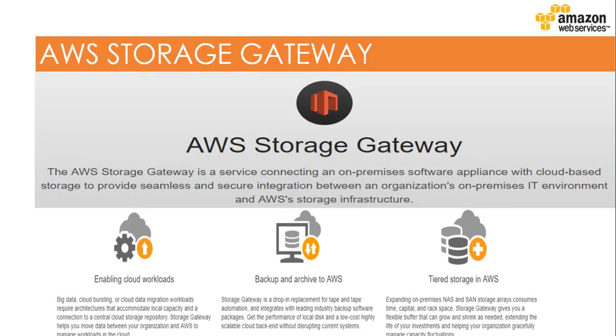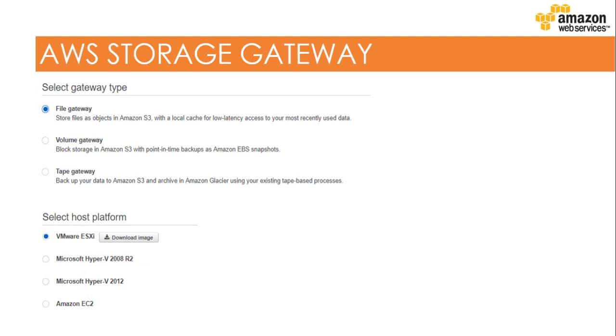Another service we have is Storage Gateway. The AWS Storage Gateway is the service connecting an on-premises software appliance with cloud-based storage to provide seamless and secure integration between an organization's on-premises IT environment and AWS storage infrastructure. There are a few categories of storage gateway type: file gateway, volume gateway, and tape gateway. On that basis, you choose a host platform and sync with it through the storage gateway.